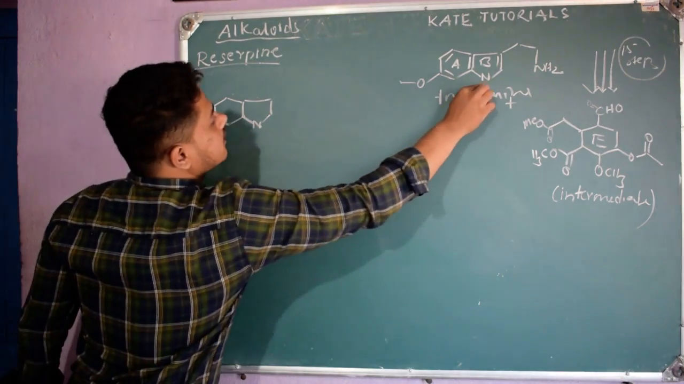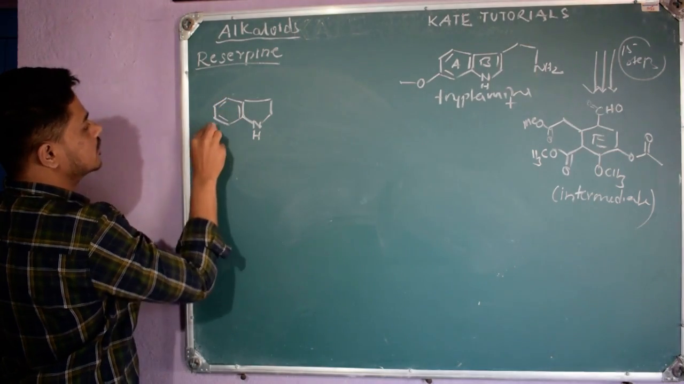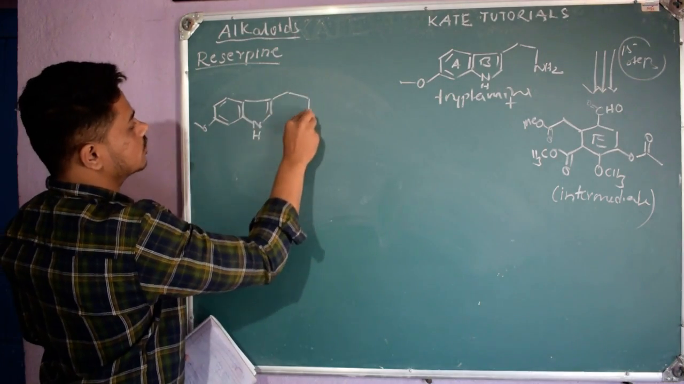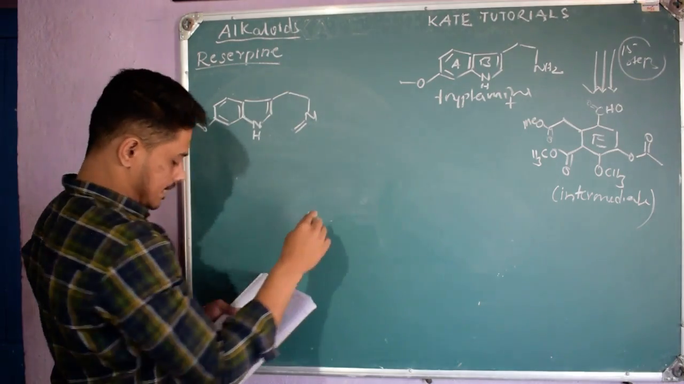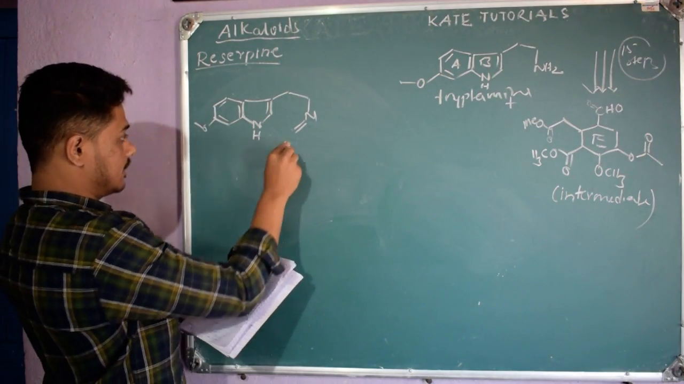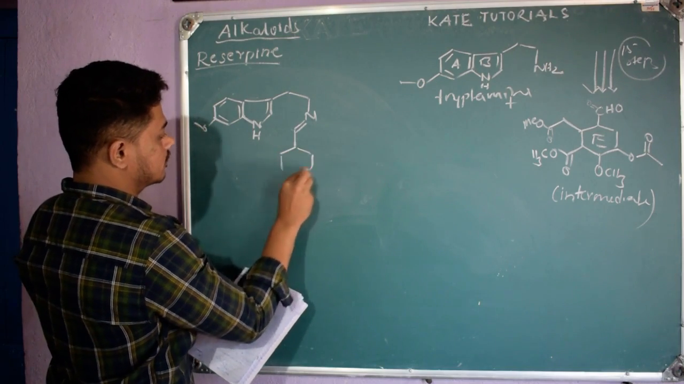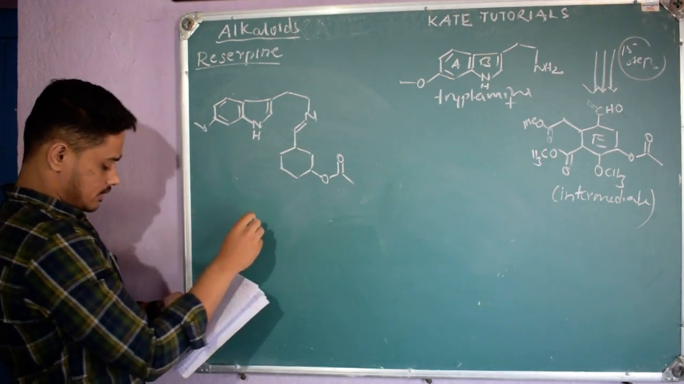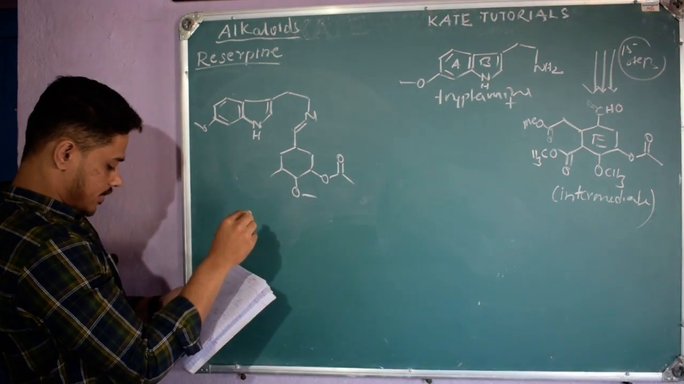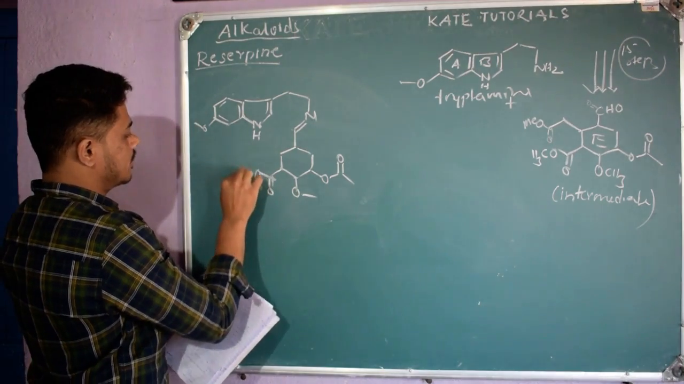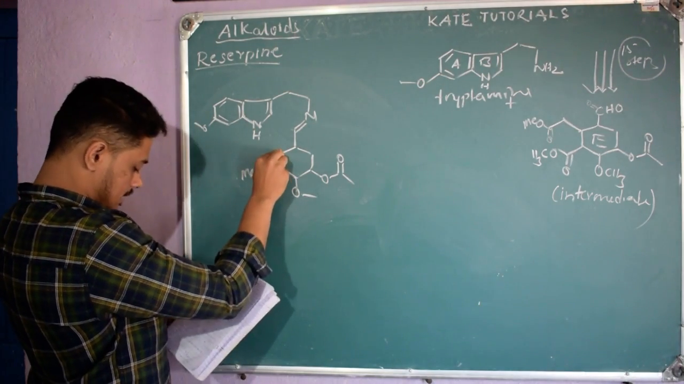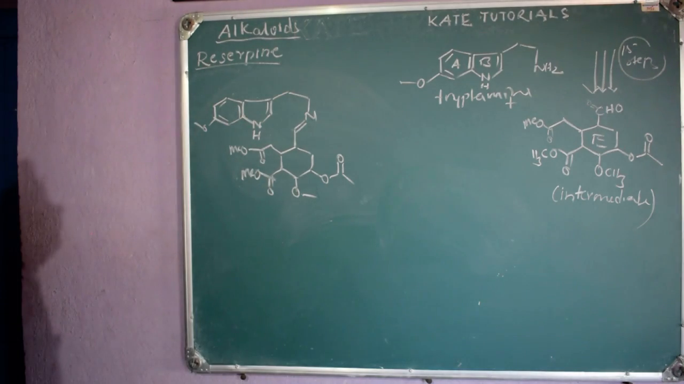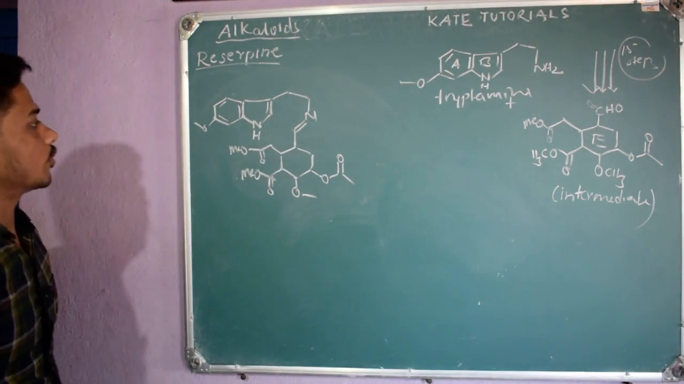Here NH is there, no doubt, NH, OCH3, and other things let them remain like that only. So CH2 N. Now we have double bond C, that C. Next to that there is a ring, as it is. Here we have OCOCH3, and here OCH3, and here we have COOMe, and here we have again CH2 COOMe. So this was the product we got from those compounds.